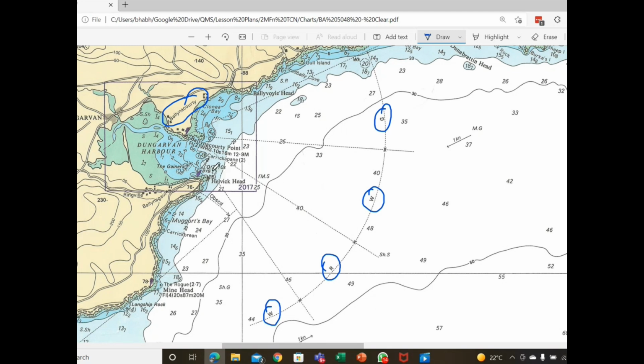And you can see these sector boundaries are also represented by dotted lines. This is the first sector boundary. This is the second one. Then you have the third one. And this is the fourth one. So are you able to see this, beta? Yes, sir.